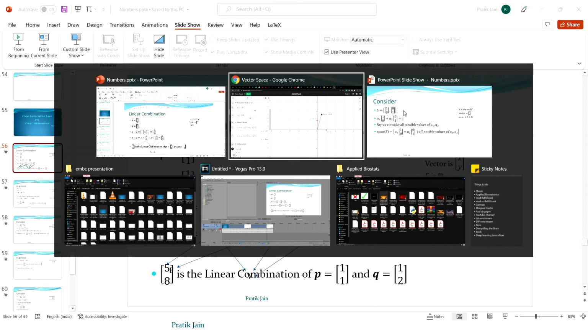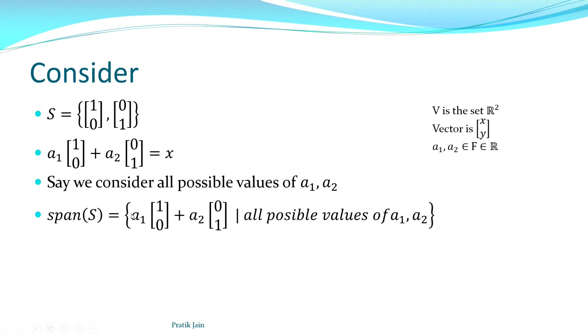Okay, coming back. So that is span. So the span of S is now a set. It is a set containing all possible linear combinations of x, containing all possible values of a1 and a2. So it will span the whole space.